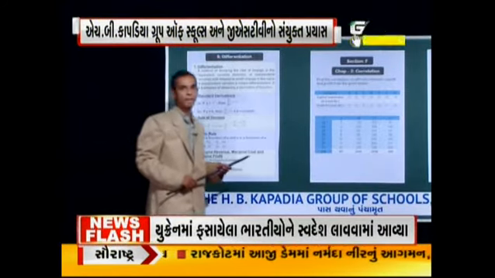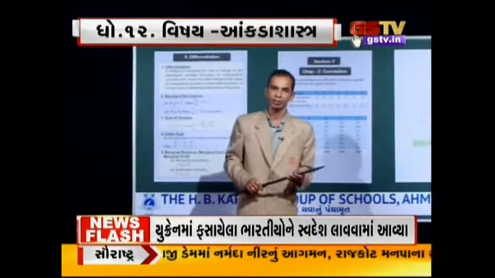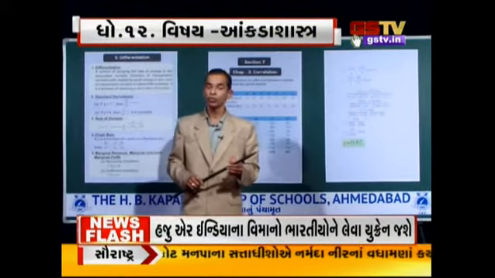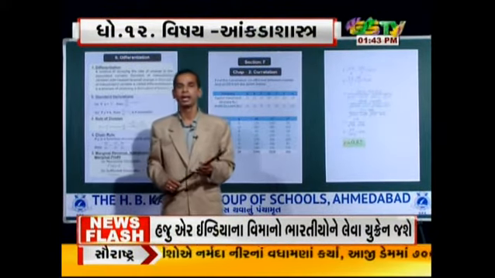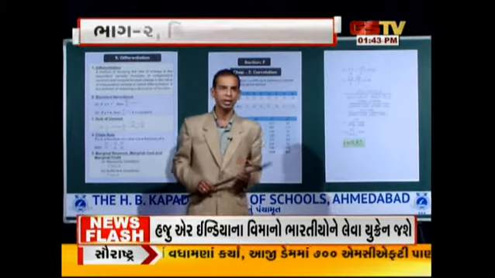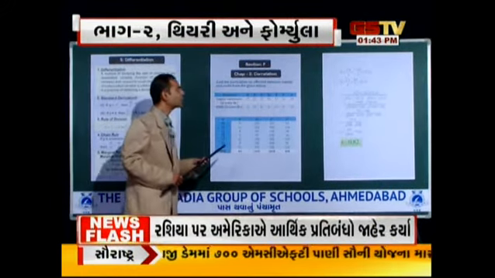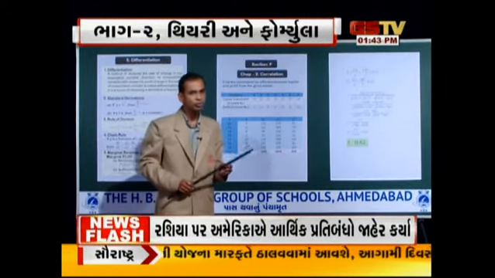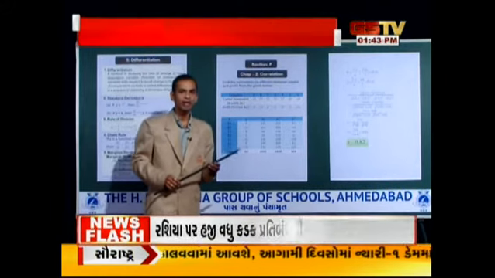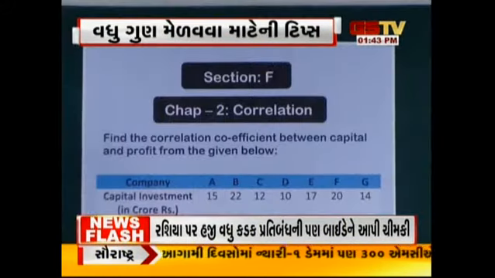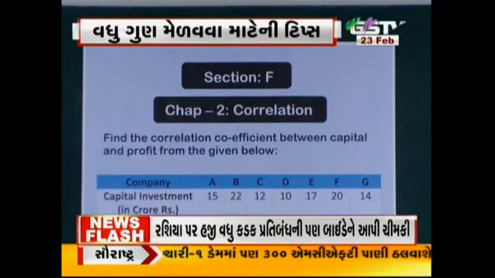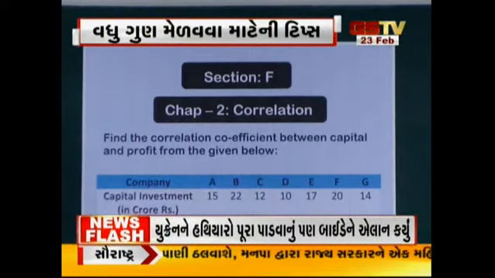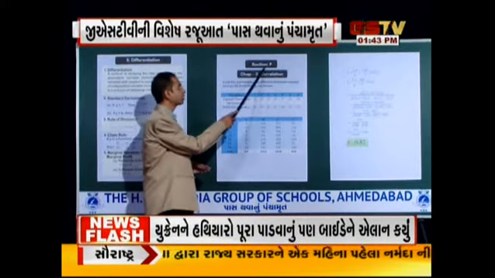Now come to the practical example of the chapter. Up to this, we completed the theory portion and formulas. Now we have to understand how we can apply this formula in a practical example. All sections of the statistics subject are important, but to score good marks, for average students and for scoring students, Section F is very important. So here I have taken one sum from Chapter 2, Correlation, which will be asked in Section F.